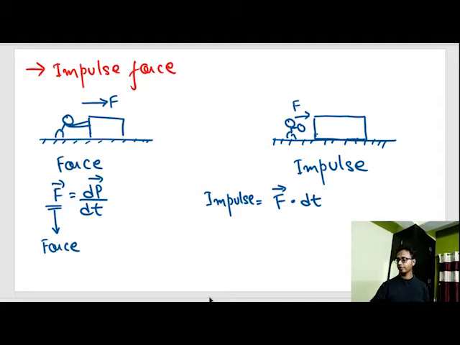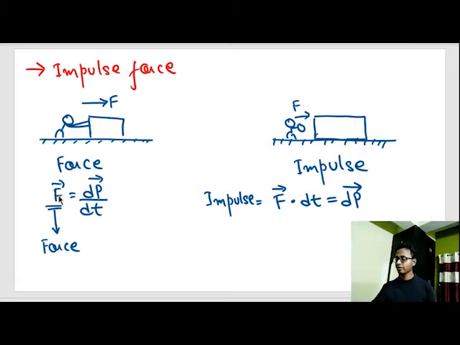Okay, impulse is given by force applied for a very small time. Now see this formula from Newton's second law of motion. F is equal to dp by dt. If we take the dt to the left-hand side, we are left with dp, or rate of change of momentum. Sorry, not rate of change of momentum, the change of momentum.